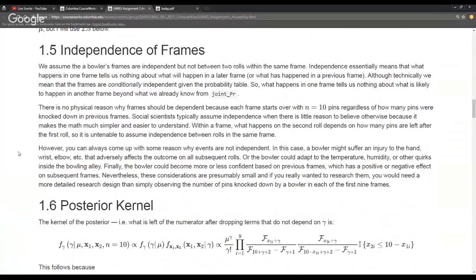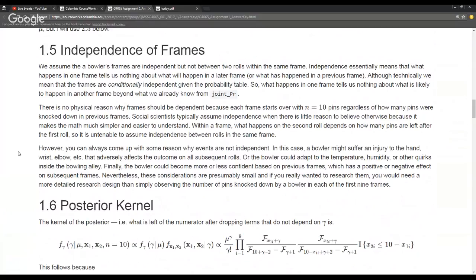In the next couple of sections, there's going to be 9 frames of bowling. What we did in class the last couple of weeks, we were just thinking about 1 frame of bowling in isolation. Now we have 9 frames collectively, and it's fairly reasonable by social science standards to assume that the frames are independent of each other, because there's no physical reason enforcing dependence between them. You start over with 10 pins at the beginning of every frame.